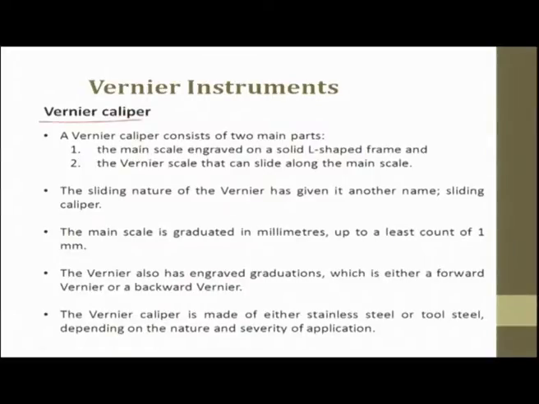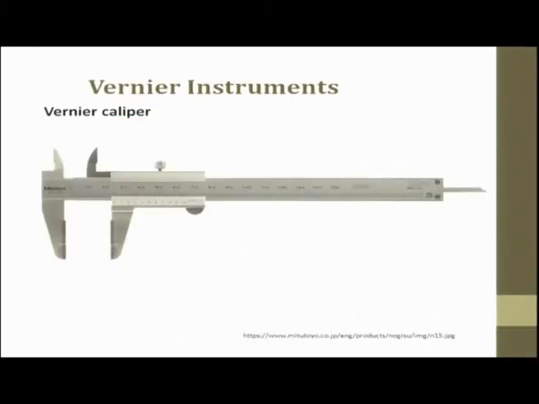A vernier caliper consists of two parts. One is the main scale engraved on a solid L-shaped frame. Then you have a vernier scale that slides on the main scale. So, this is the main scale, then assume that there is a block which slides on it. This is the vernier scale. The sliding nature of the vernier has given it another name, sliding caliper. The main scale is graduated in millimeters, up to a least count of 1 millimeter. The vernier has engraved graduations which are either a forward vernier or a backward vernier. The vernier caliper is made out of stainless steel or tool steel depending upon the sensitivity.